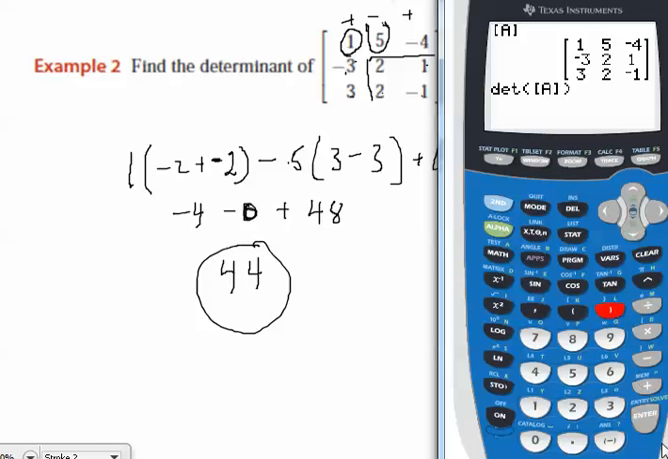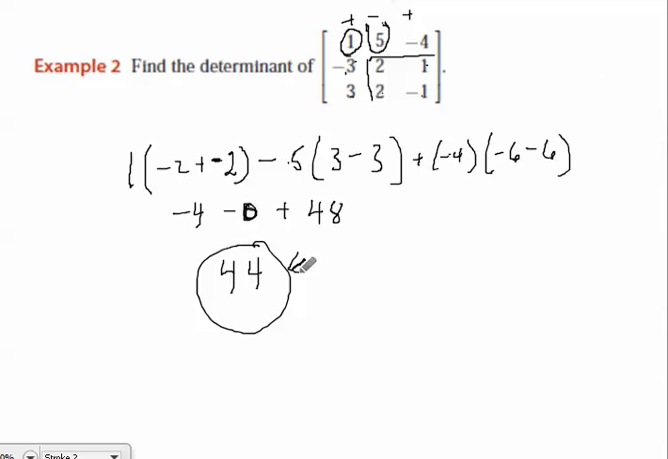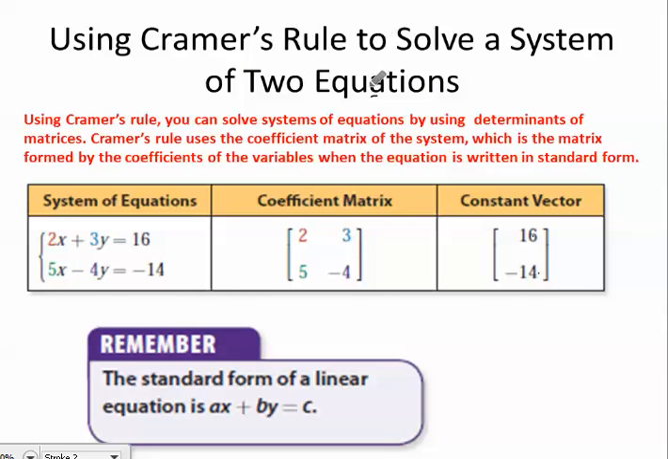And do a parenthesis here. And hit enter. And it will give me the value 44. Ta-da! We got the same value. Okay? So the calculator can actually find that determinant a little bit easier than you can. Easy enough. Okay? So how do we use that determinant?